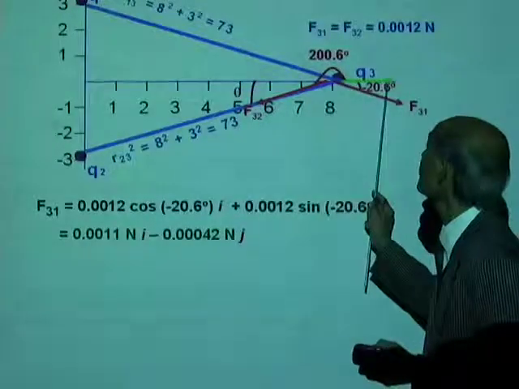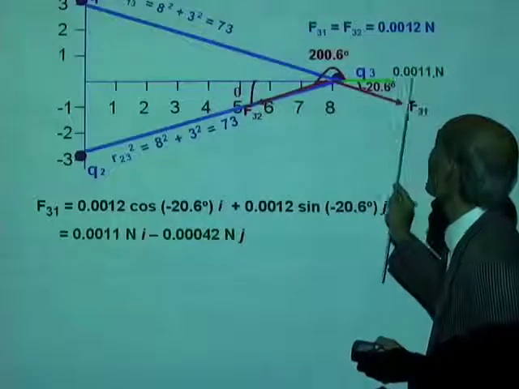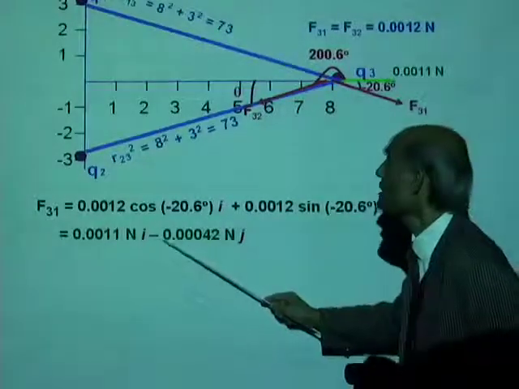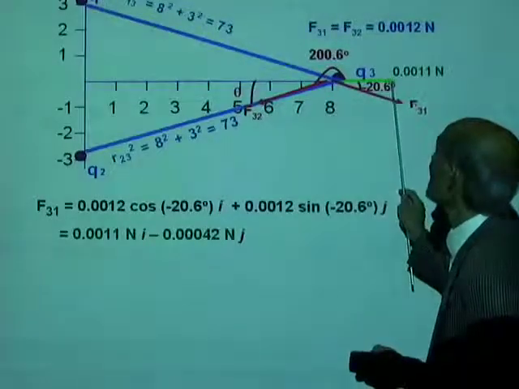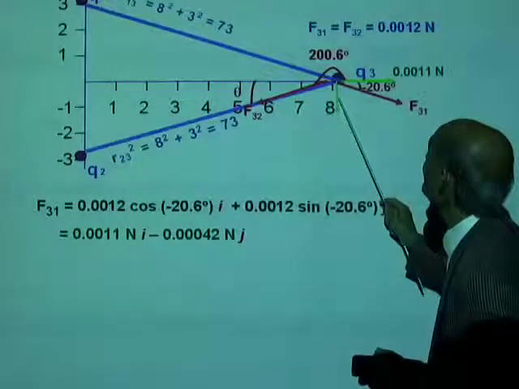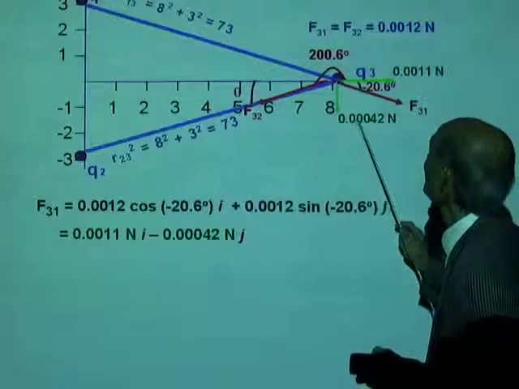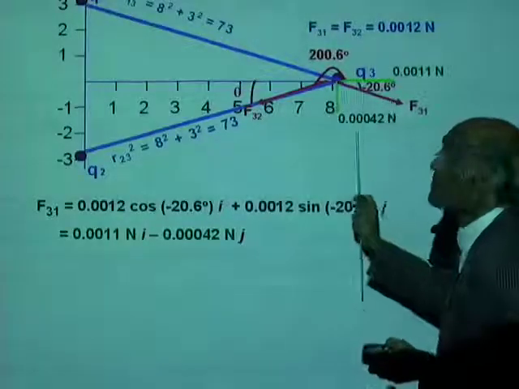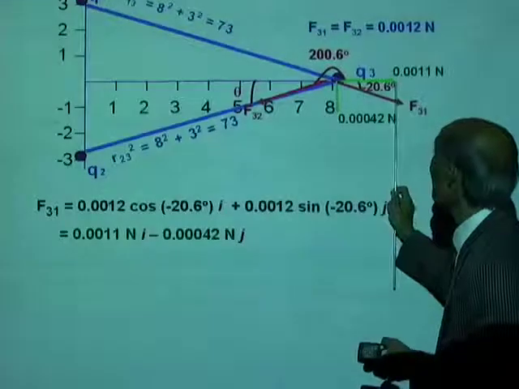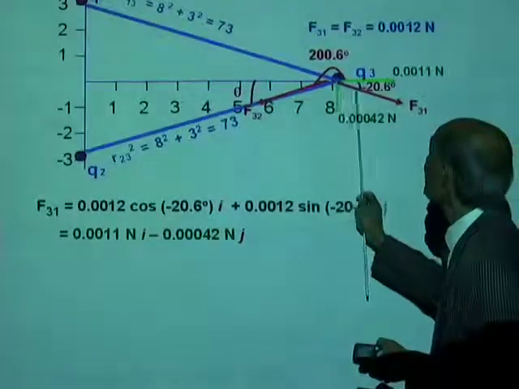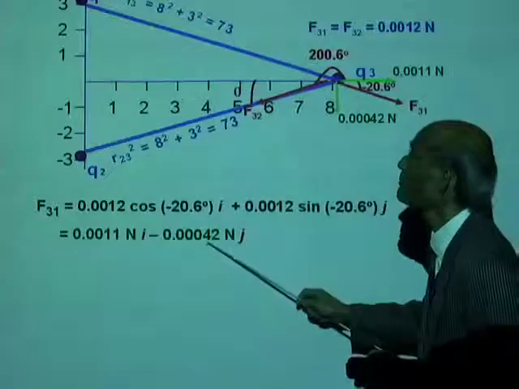That is this, 0.0011 Newton, minus 0.00042 Newton j. That is the y component, this one, 0.00042. You can see the y component, I can either have it here or here. So we wrote F31 in component form.